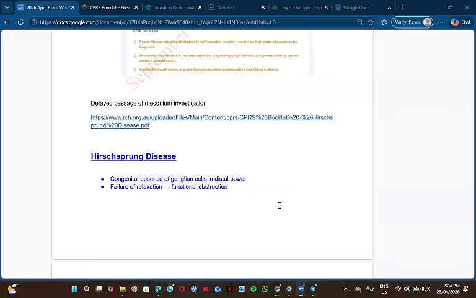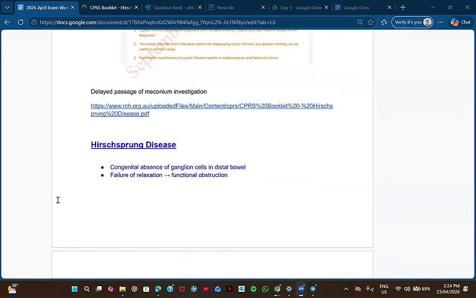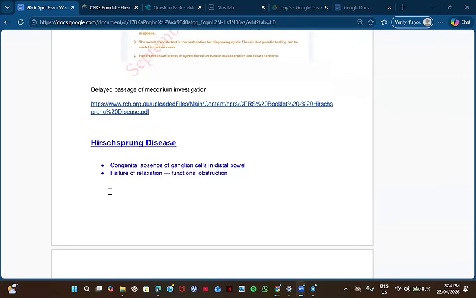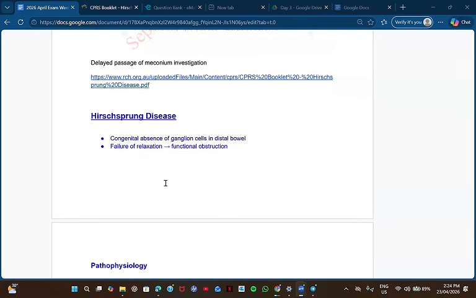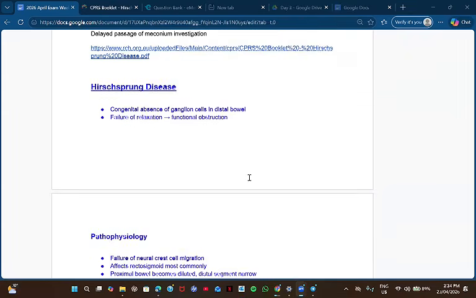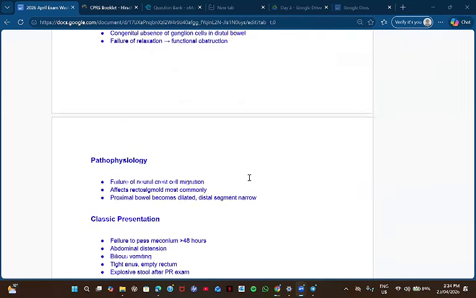It's a congenital absence of ganglion cells in the distal bowel, right? Because of that, there is failure of relaxation, and then there can be a functional obstruction, right? Yeah, this is Hirschsprung disease.